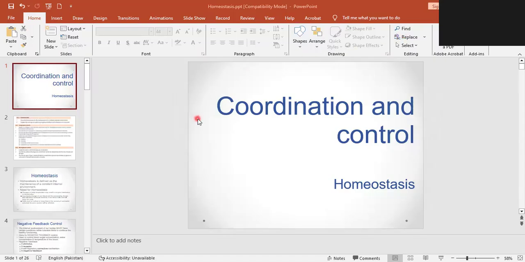Assalamu alaikum. We are now going to discuss the topic that is coordination and control, and a subtopic is homeostasis.